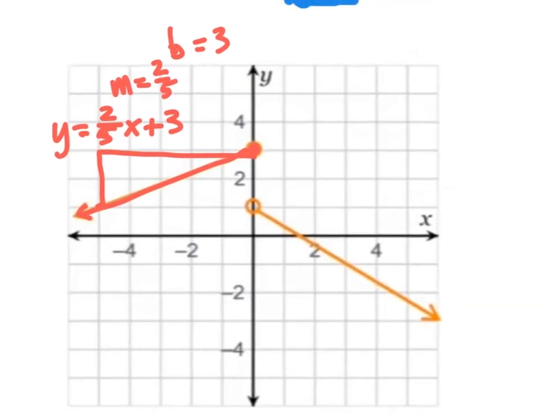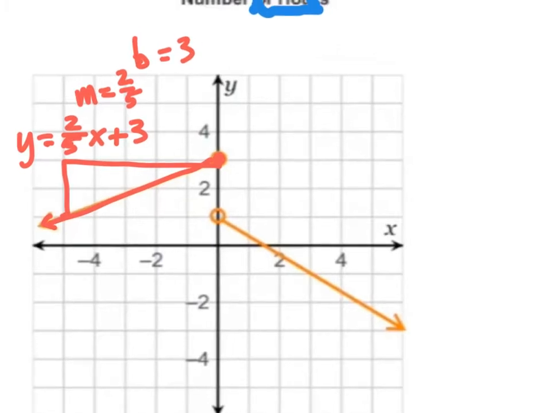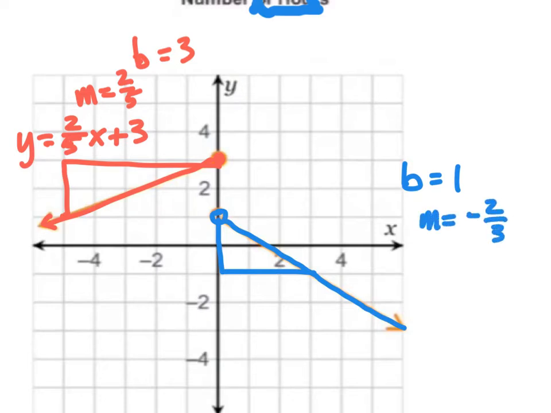The next thing that we have is this line over here, okay? And this line, we notice, has an open circle here, and it continues in this direction, okay? The y-intercept here, b, is equal to 1, okay? But my slope goes down 2 over 3, so my slope is equal to negative 2/3. So my equation for here is y is equal to negative 2/3 x plus 1.